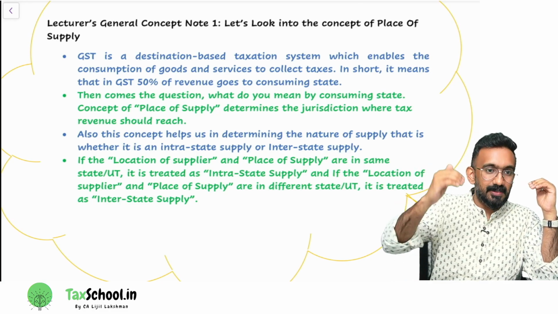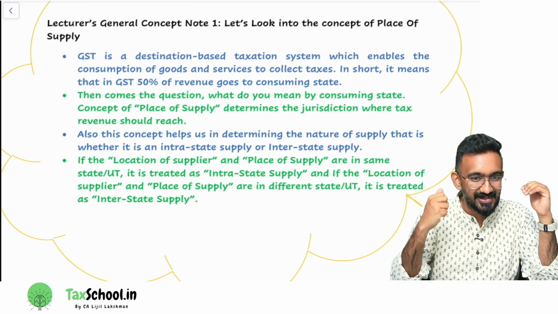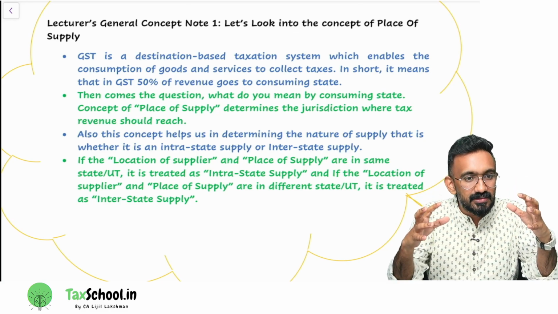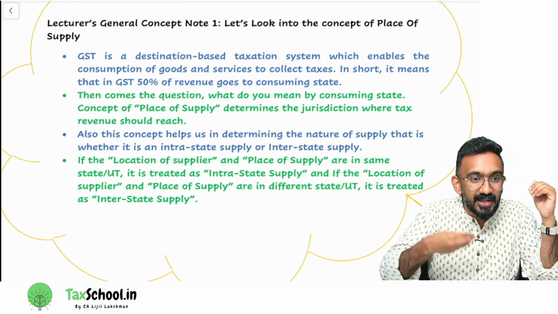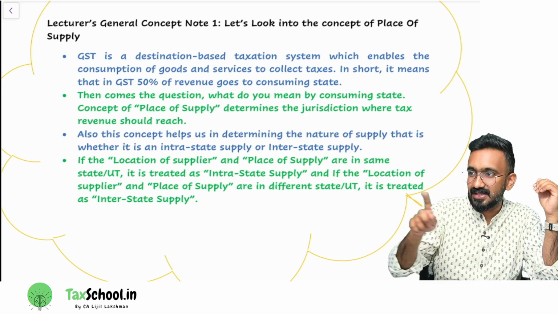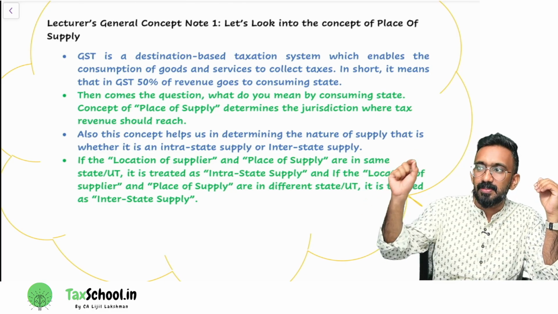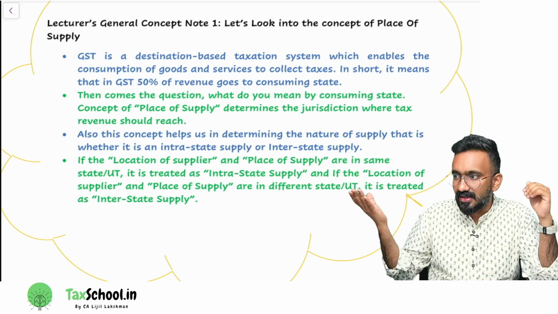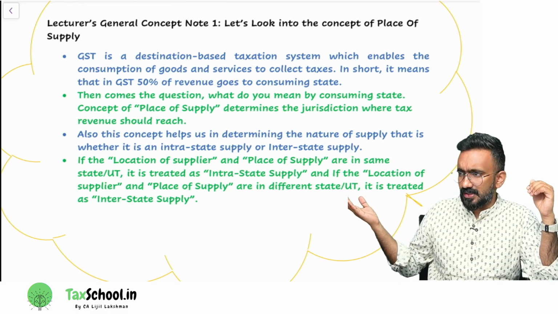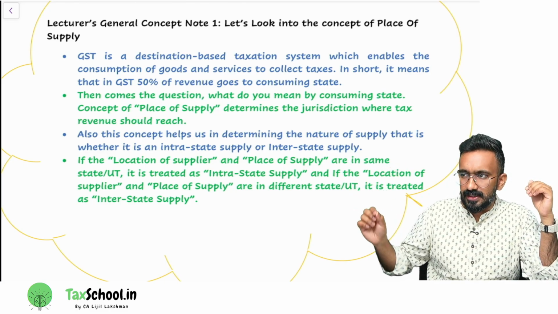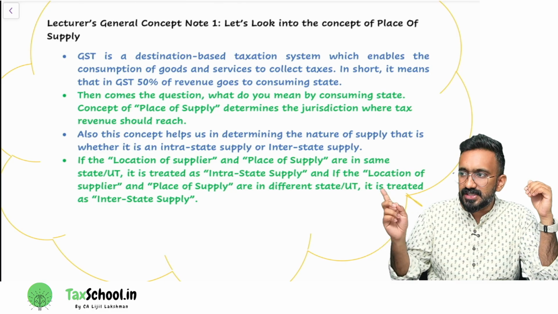So the location of supplier, the Sangeeta restaurant, is located in Chennai, that is in Tamil Nadu. The place of supply is also where people are eating the food, that is also Chennai, so it will become an intra-state supply. This concept helps us in determining nature of supply, that is whether it is intra-state supply or interstate supply. So the conclusion of intra and inter goes like this for your exam. If location of supplier and place of supply are in the same state or union territory, it is considered intra-state supply, and if location of supplier and place of supply are in different states or union territories, it is treated as interstate supply.